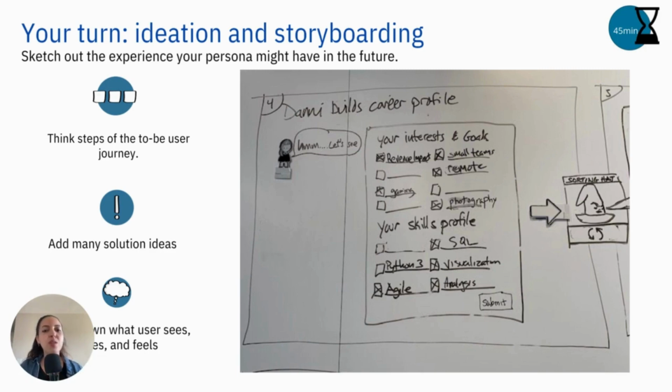So spend 45 minutes to 1 hour to turn your ideas about the problem that you identified in your persona list into an actual brainstorming situation. And storyboarding is one of those brainstorming tools that we use.